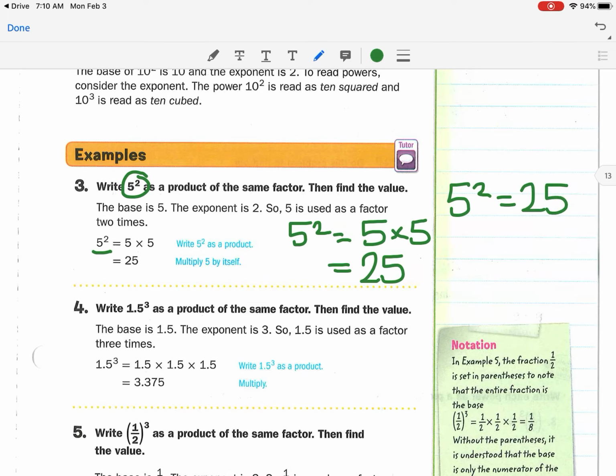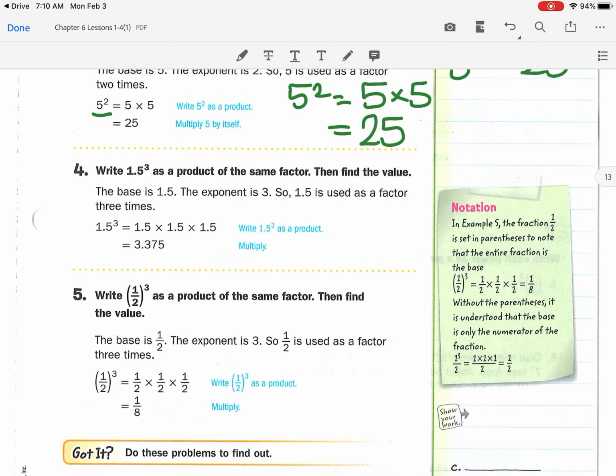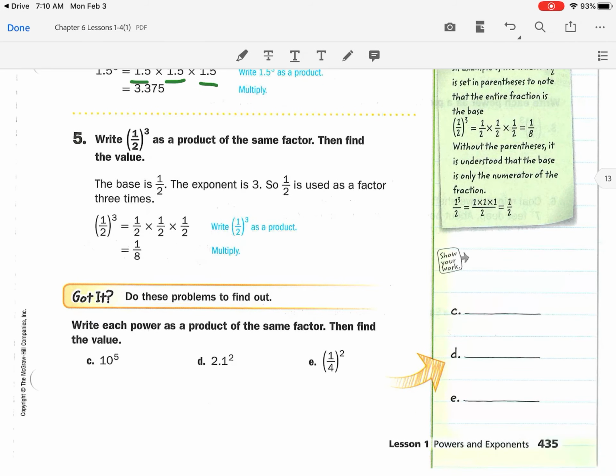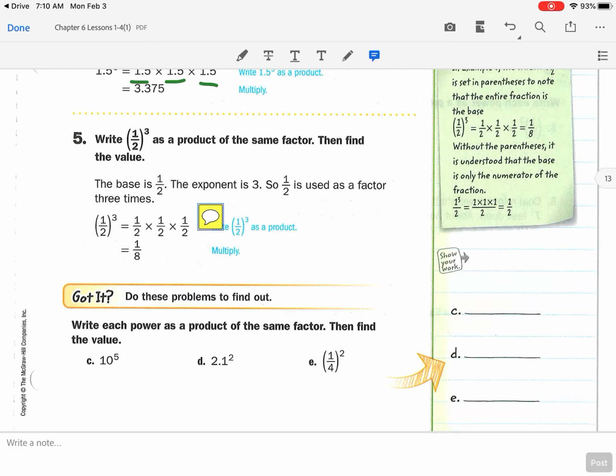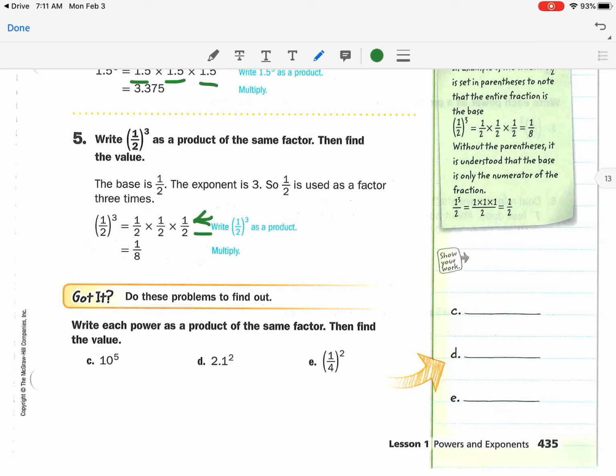Okay? Now, let's take a look at this next one. You're going to see here, sometimes we can do it with decimals. So 1.5 to the third really means 1.5 times 1.5 times 1.5. And of course, we also can use fractions, which is super easy. So here you'll see 1/2 to the third, which means 1/2 times 1/2 times 1/2. And when we multiply, remember we multiply the numerators, and then we multiply the denominators, which would give us 1/8.